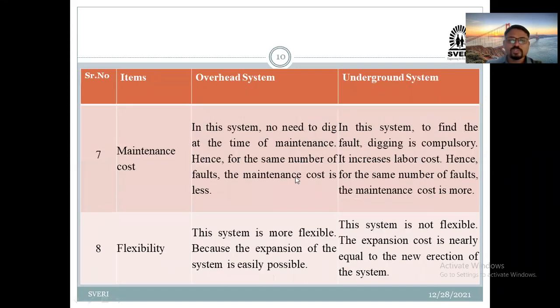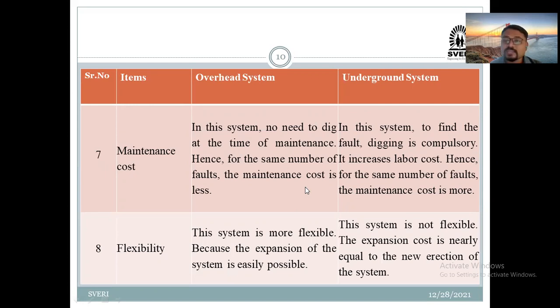Okay, now we will move towards the 7th point, maintenance cost. See, maintenance cost in the overhead system: there is no digging. So what will happen is, in this system there is no need to dig at the time of maintenance. Hence for the overhead system the maintenance cost is low.